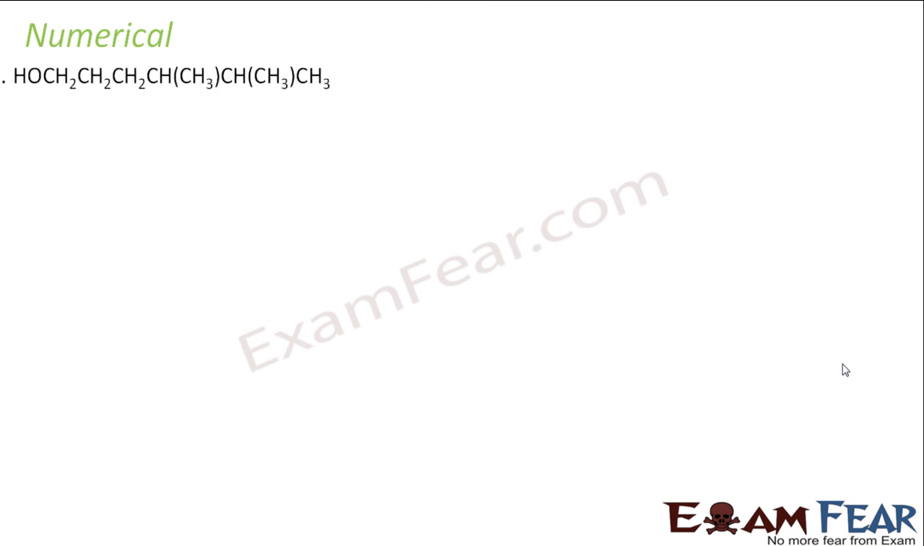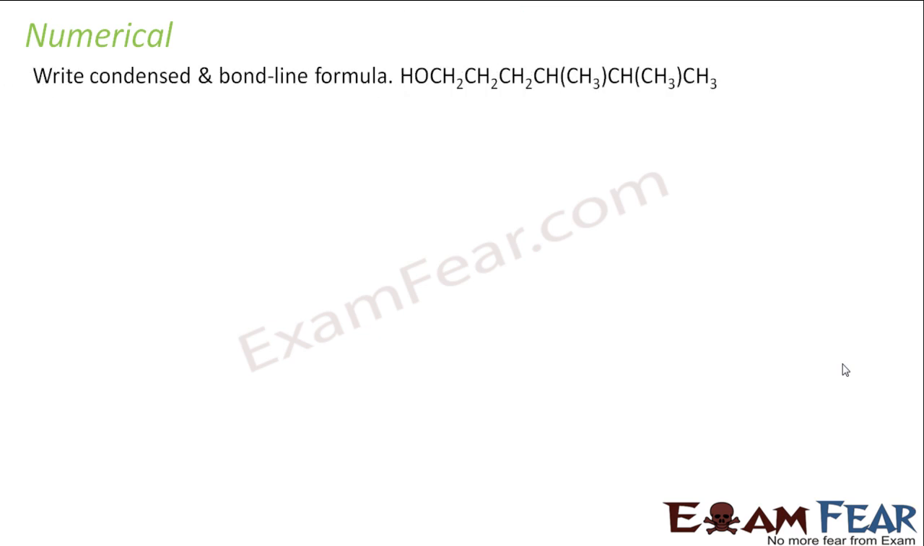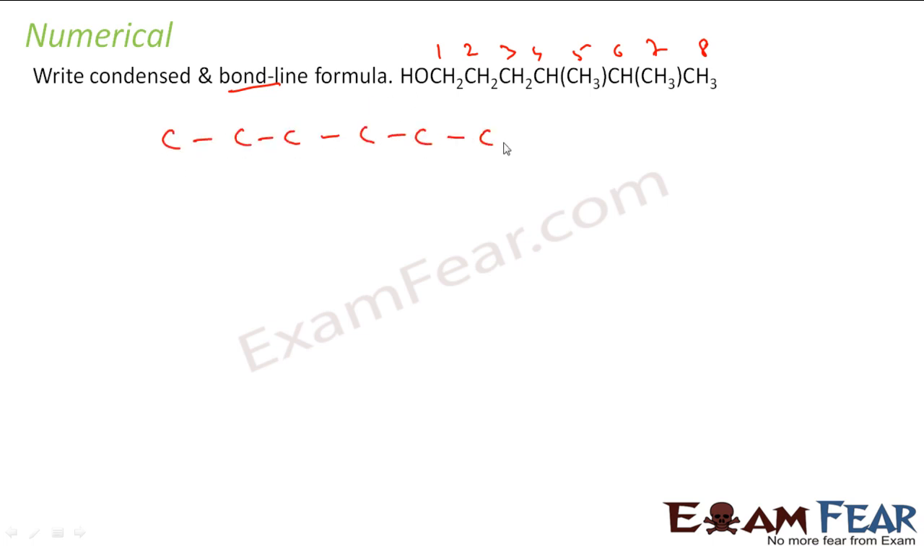Let's take some more examples. We have to write the condensed and bond line formula for this. So let's first write the structural formula, because from the structural formula we can easily write the bond line formula. This has 1, 2, 3, 4, 5, 6, 7, 8 carbons. So let me draw 8 carbons first.